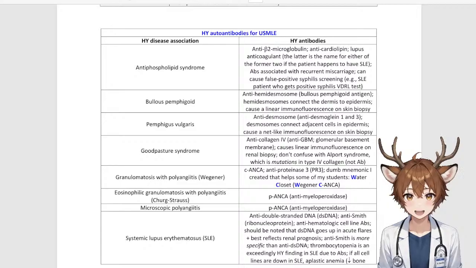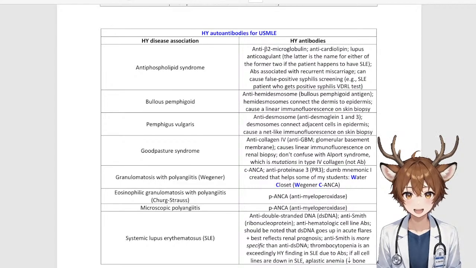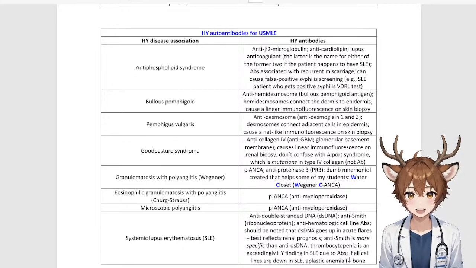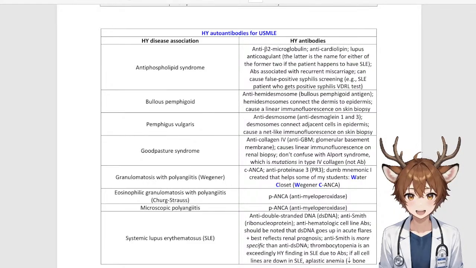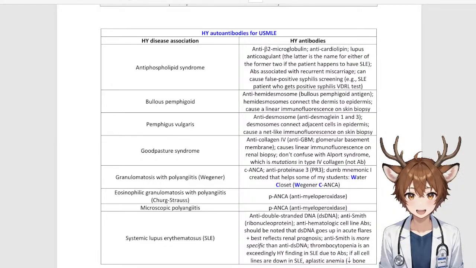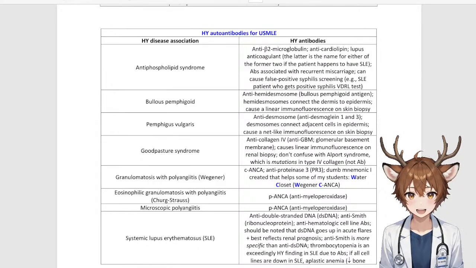Okay, so antiphospholipid syndrome. What do you have associated with that? The antibodies? Anti-beta-2 microglobulin, anticardiolipin, lupus anticoagulant. The latter is the name of either of the former two if the patient happens to have lupus. Antibodies associated with recurrent miscarriage can cause false positive syphilis screening. That is to say, an SLE lupus patient who gets a positive syphilis VDRL test.